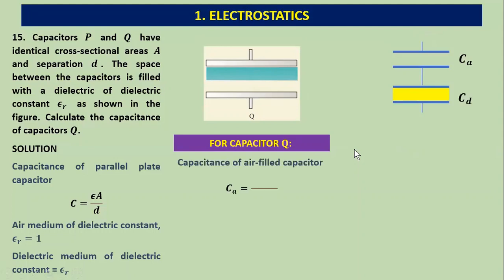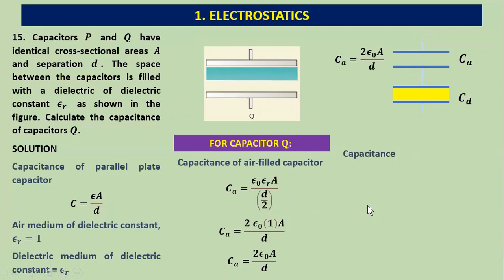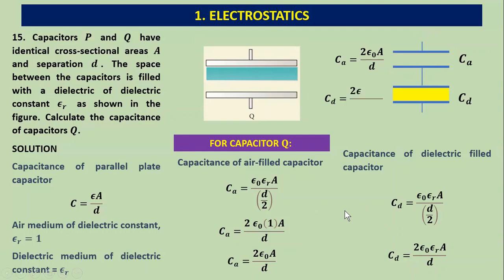Capacitance of the air-filled capacitor is Ca equal to epsilon naught epsilon r A, but the gap is decreased to d by 2. So the 2 will go to the numerator, and writing epsilon r as 1, you get the final answer Ca equal to 2 times epsilon naught A by d. Let us go for the second capacitor filled with dielectric medium. This is given by Cd equal to epsilon naught epsilon r A divided by d by 2. The 2 goes to the numerator and epsilon r has no change. So Cd equal to 2 times epsilon naught epsilon r A by d. Let us write this near the dielectric filled capacitor.